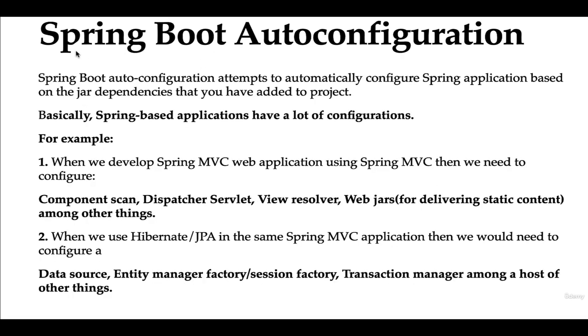Next, let us take a look into the Spring Boot auto configuration feature. Spring Boot auto configuration attempts to automatically configure a Spring application based on the jar dependencies that you have added to the project. Basically, Spring-based applications have a lot of configurations. For example, whenever you develop a Spring MVC application using Spring Framework, you need to manually configure the dispatcher servlet and view resolver, and if you use Hibernate in that Spring MVC application, then again you need to configure the data source, entity manager, and transaction manager as well, right?